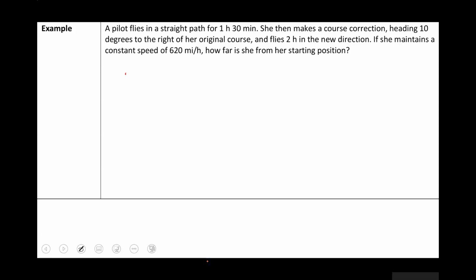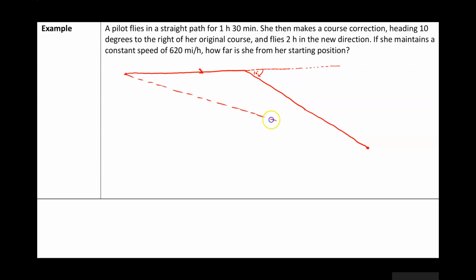So the first thing we need to do is make a diagram for this. The pilot flies in a straight path for an hour and 30 minutes, and then she makes a course correction of 10 degrees. So imagine the pilot's going this way, and then the pilot turns 10 degrees. So the angle of turning is going to be 10 degrees. And then the pilot flies for another 2 hours and ends up here. The question is, how far is the pilot from the original starting point? So we want to know this distance, which we'll call c.